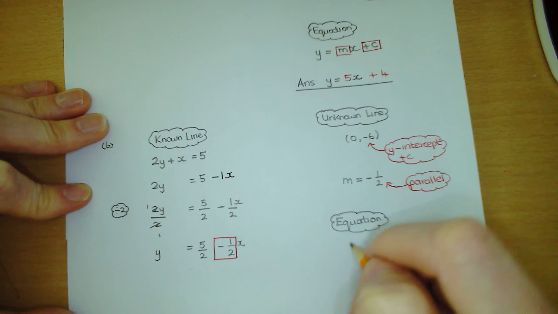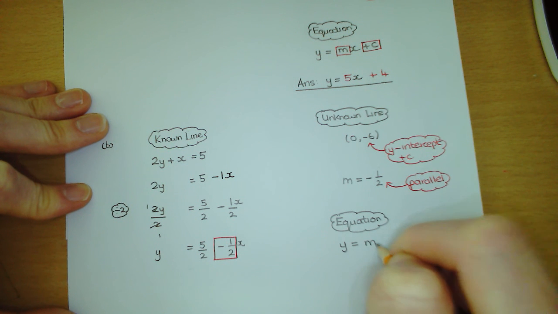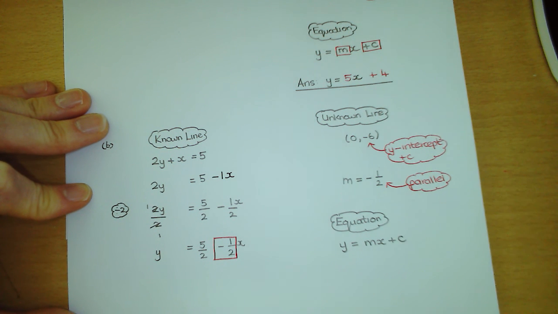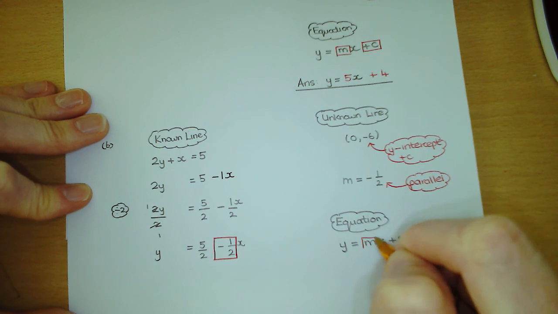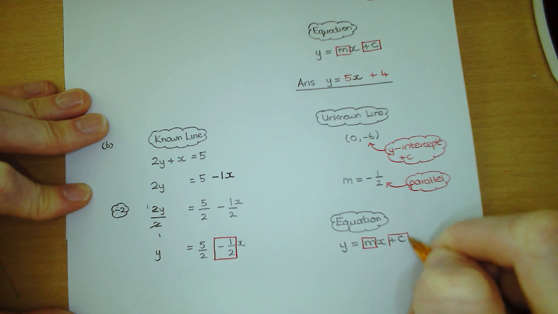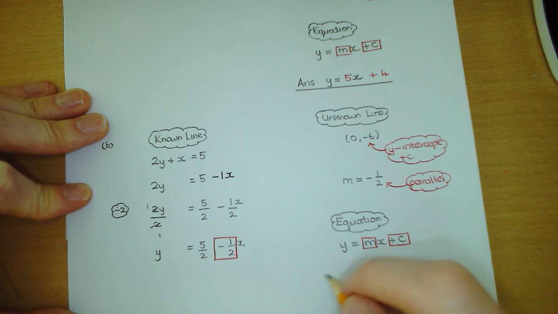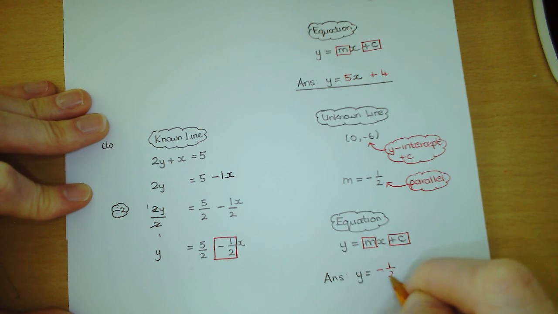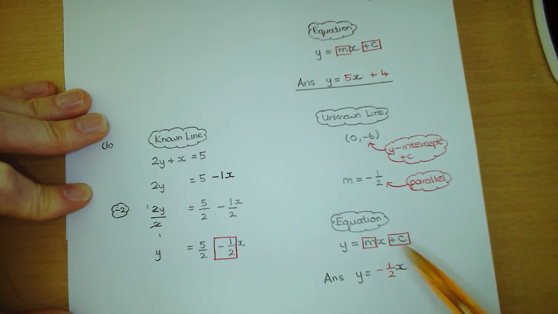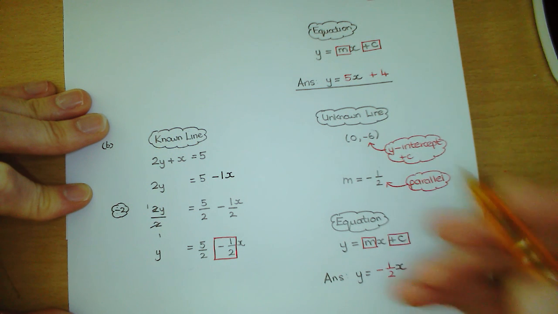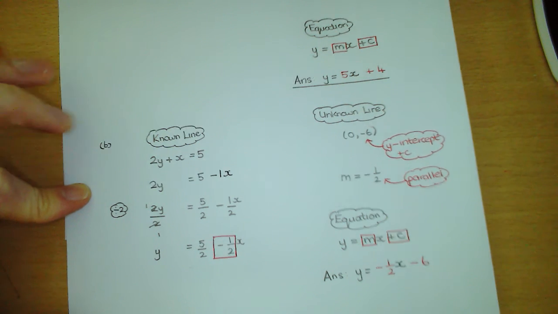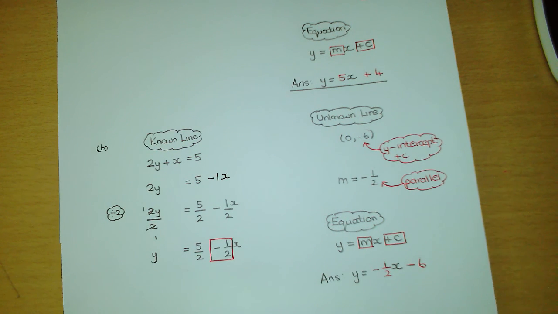The general equation for any straight line is y equals mx plus c. And all we simply do is replace the gradient m and replace the y-intercept plus c with their values. So the gradient is minus a half, so we're going to get y equals minus a half x, and then we replace plus c, the y-intercept, with minus 6. And that is our answer for part B.